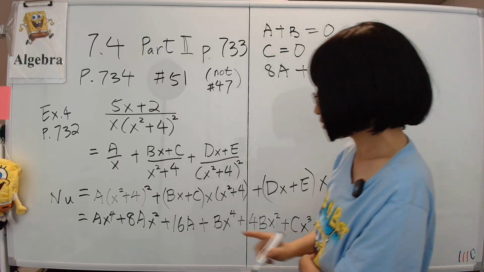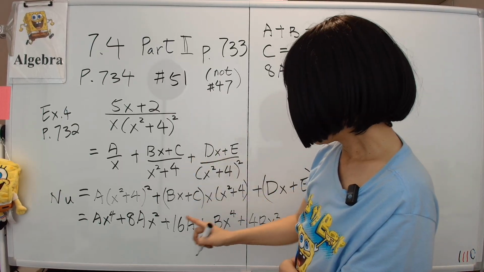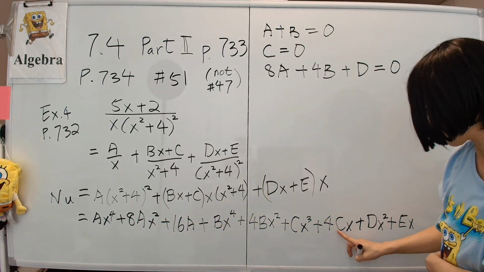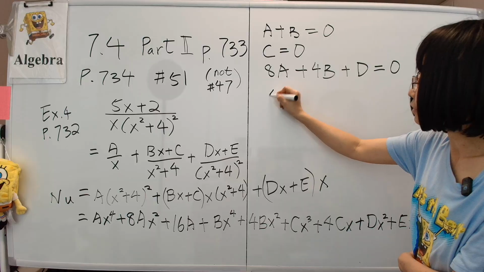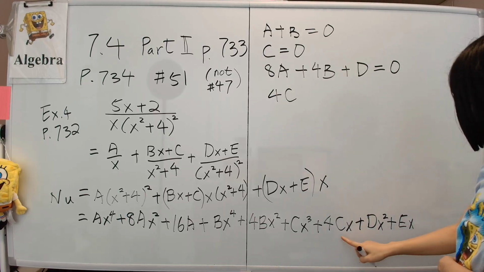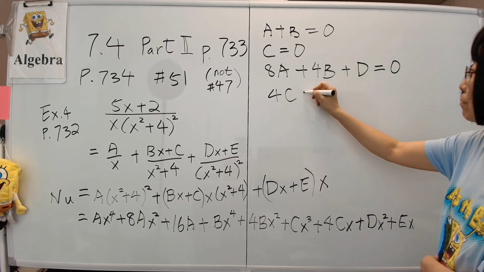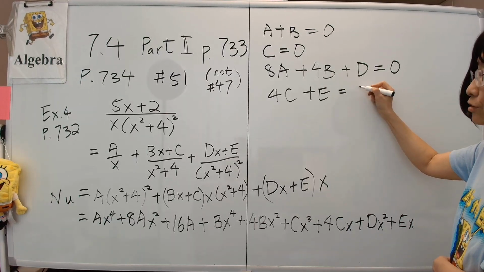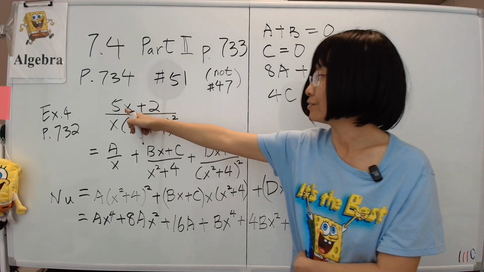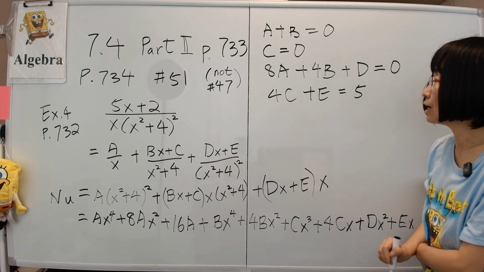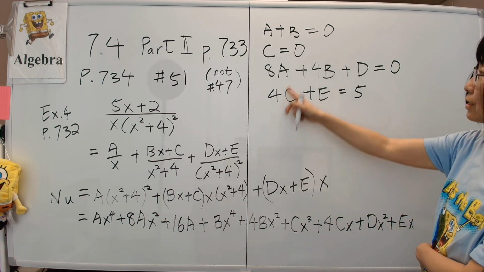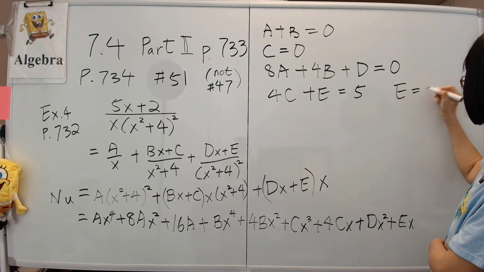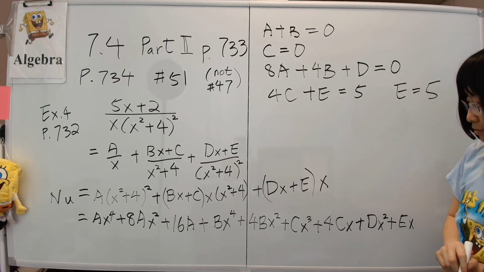So next, we have just x. Where's just x? Just x, right here. 4c plus e. Plus e is just x. Just x equals 5, okay? The coefficient of just x is 5. Now, from this point, we know that c is 0, which means e equals 5. So we got this part. So e equals 5.